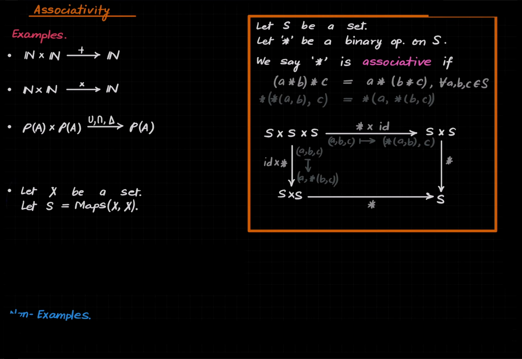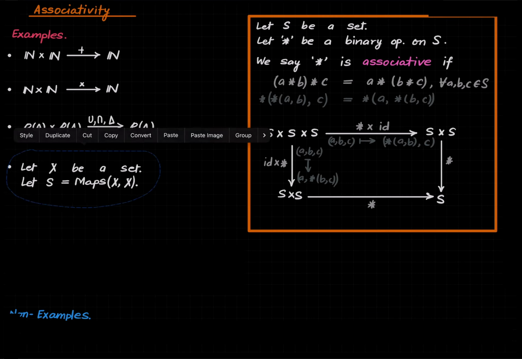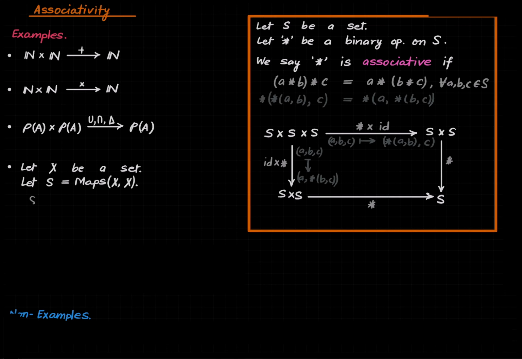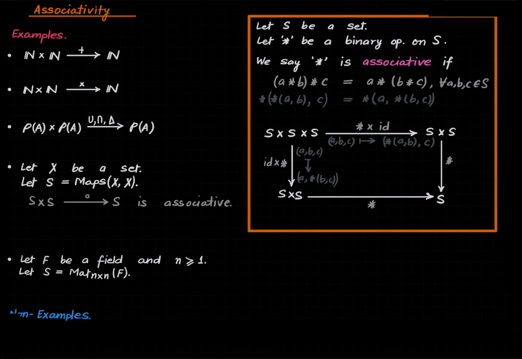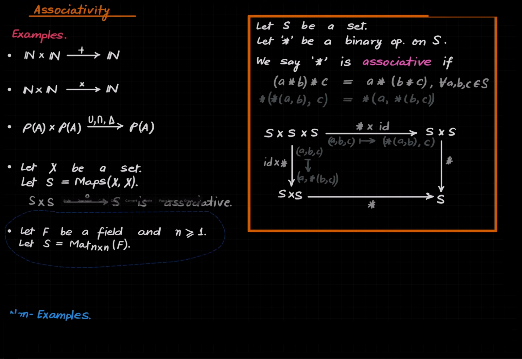And now composition of functions is also associative, right? So if we take composition as our binary operation, this is associative, right? Just prove it if you are uncomfortable, but I'm sure you've seen this, or you knew this without knowing that you knew this. And do we have more examples? Oh, we have matrix multiplication. Matrix multiplication is also associative.